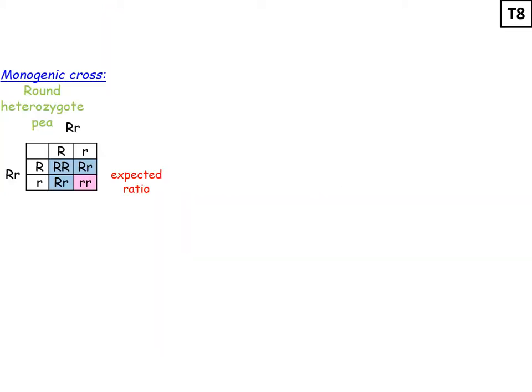All of the Punnett squares you've done so far are monogenic crosses. In the example here, we've got a round heterozygous pea crossed with another round heterozygous pea. Round is the dominant, with wrinkled being the recessive. Because they're heterozygous, one of the parents will have capital R, lowercase r, and those two alleles would then segregate in the gamete. The other parent is also heterozygous, and their two alleles would also segregate. This will result in a Punnett square where the expected ratio, or segregated ratio, is a 3:1 expected ratio.